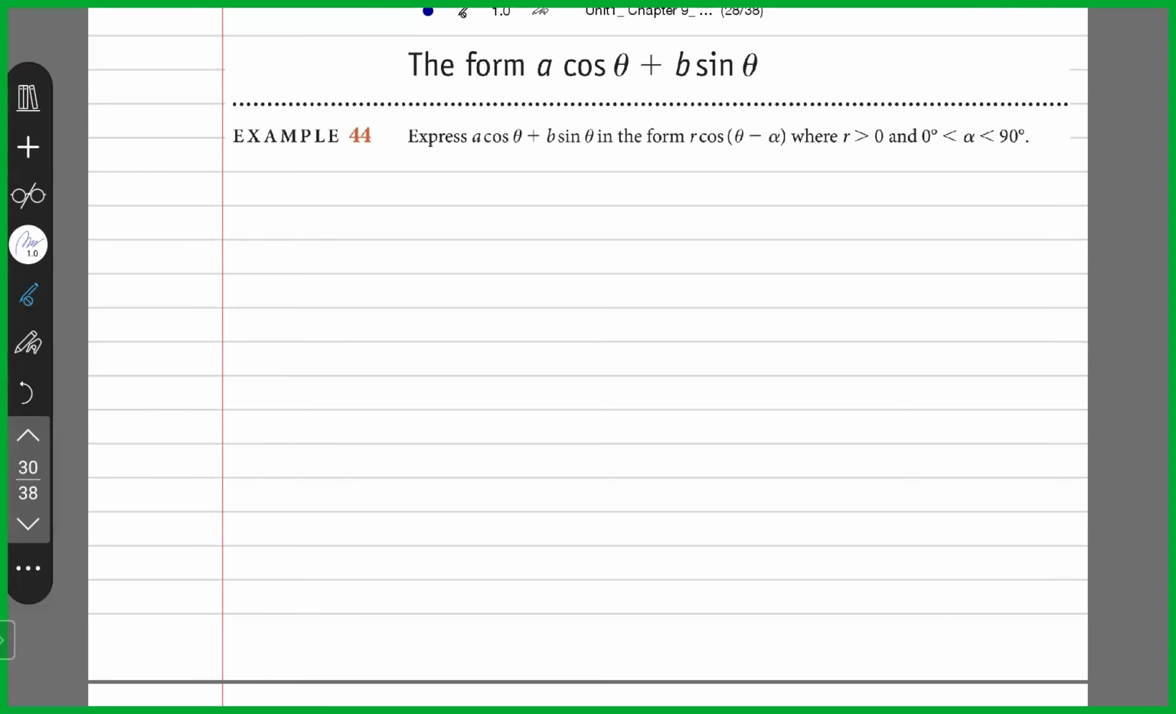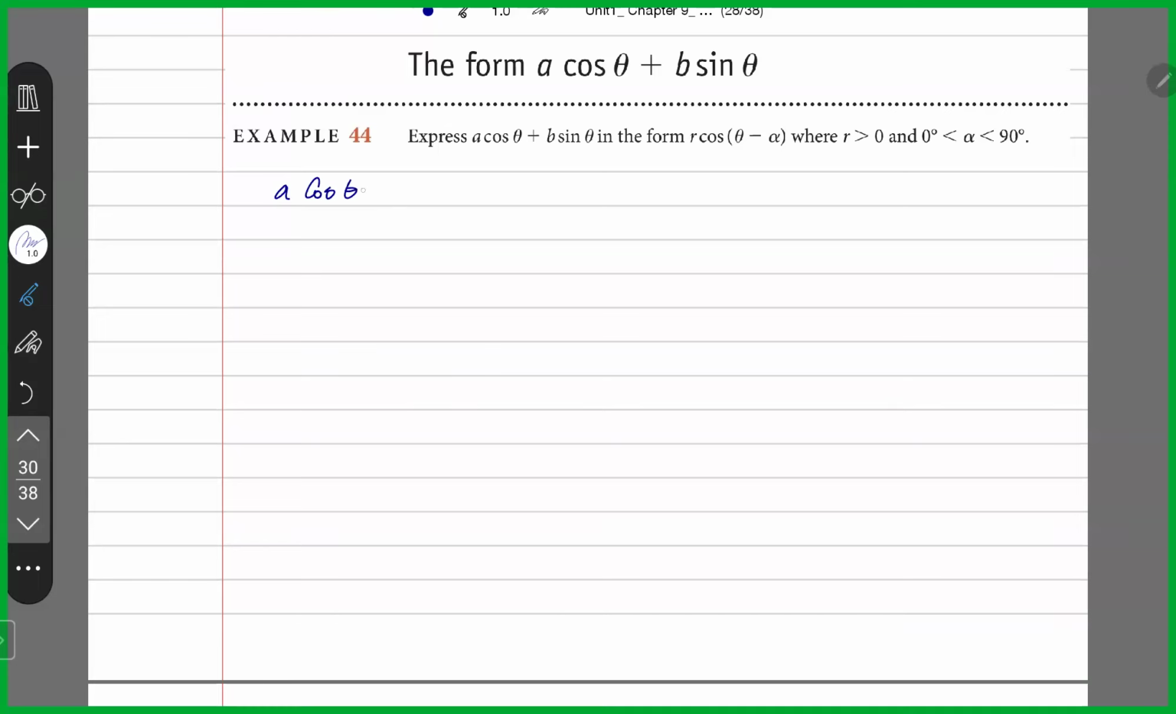So let's talk about the form A cos theta plus B sine theta. Example 44 is asking us to express A cos theta plus B sine theta in the form R cos(theta minus alpha), where R is greater than 0 and alpha is less than 90 degrees but greater than 0 degrees.